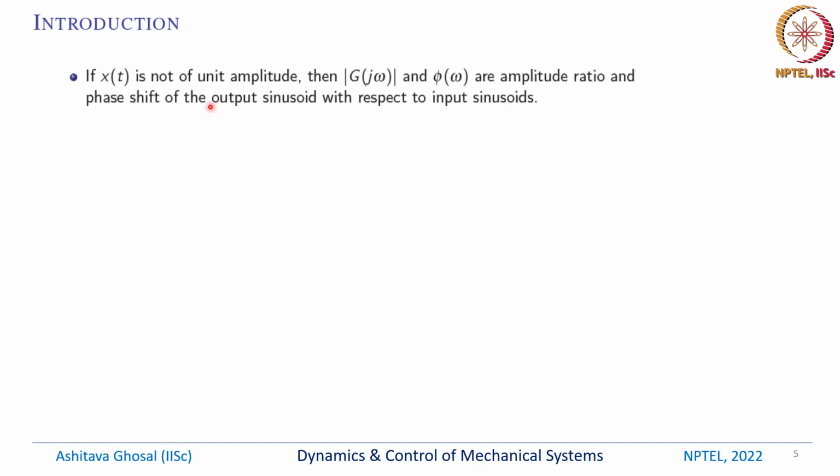If x of t is not of unit amplitude, it is not sine omega t, but let's say 2 or 3 sine omega t, then the magnitude of g of j omega and the phase angle are amplitude ratios, and the phase shift of the output sinusoid with respect to the input sinusoid. So now instead of unit amplitude input, if you give some non-unit amplitude, the output will be a ratio of the output amplitude by the input amplitude.